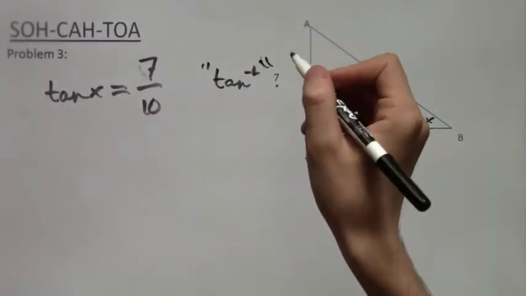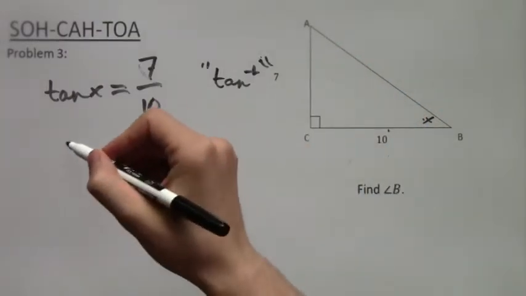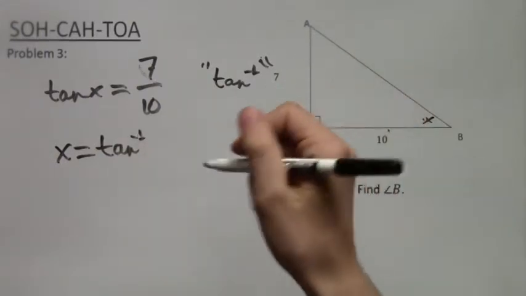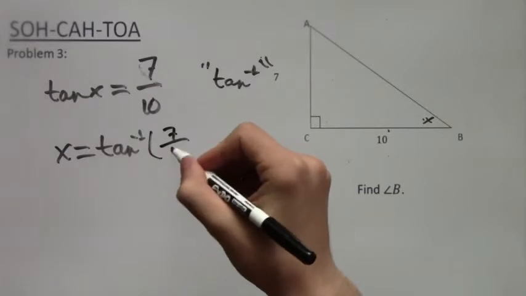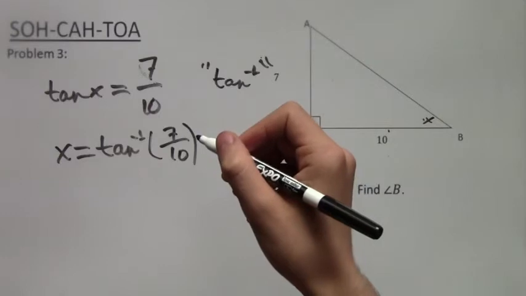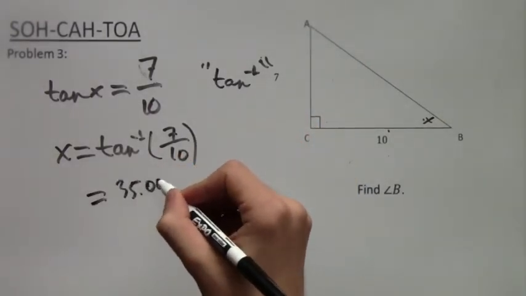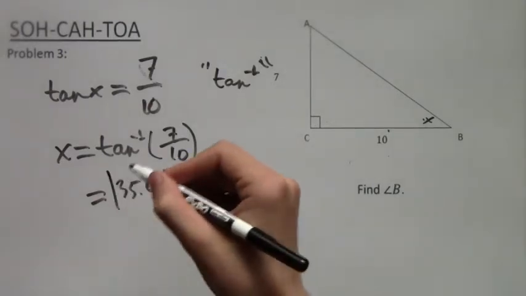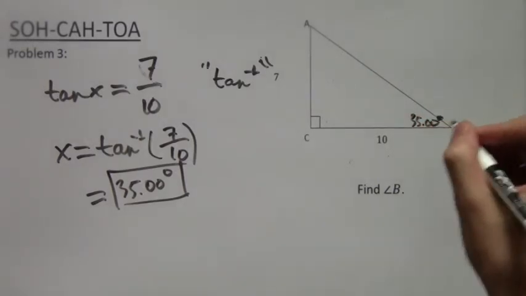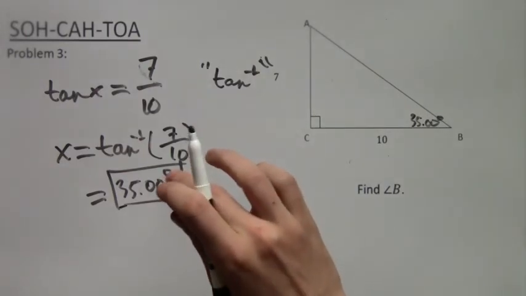So for this problem, we're going to use tangent inverse, which is also a button on your calculator. The tangent inverse is kind of like taking the square root of x squared, but you use it on tan. So when we apply the tangent inverse to both sides, we get X equals tangent inverse of 7/10. Then we just plug this into our calculator, and assuming we're in degree mode, we'll get 35.00 degrees. And that's the answer to the problem. And once again, you need to be in degree mode.